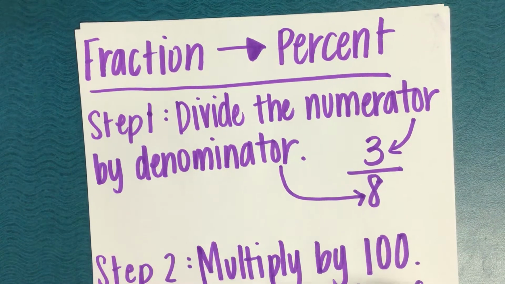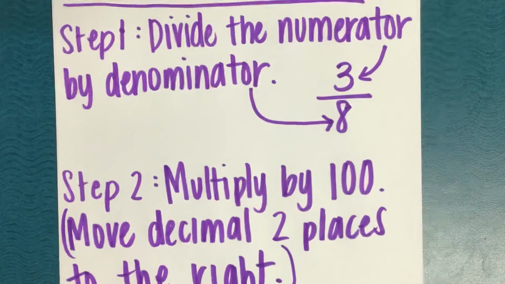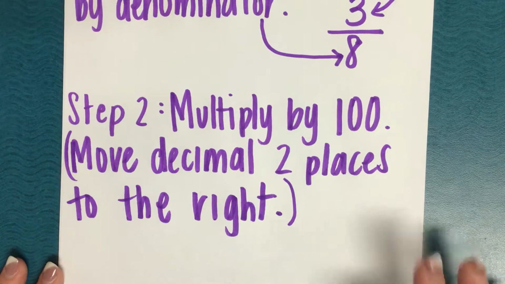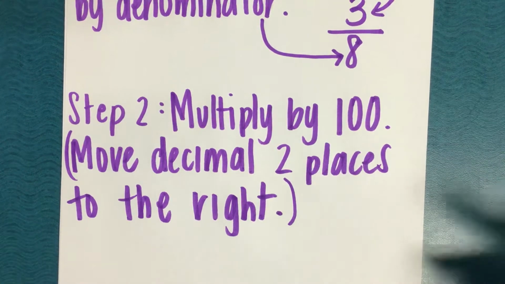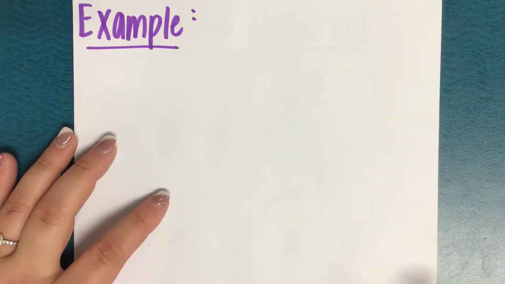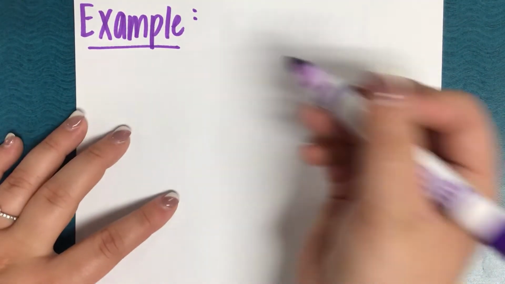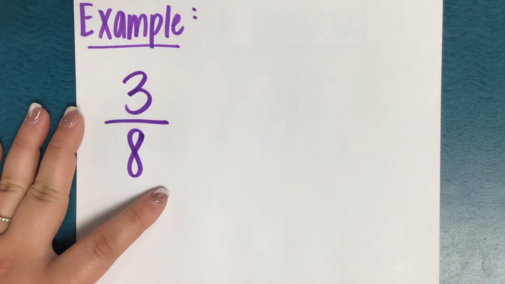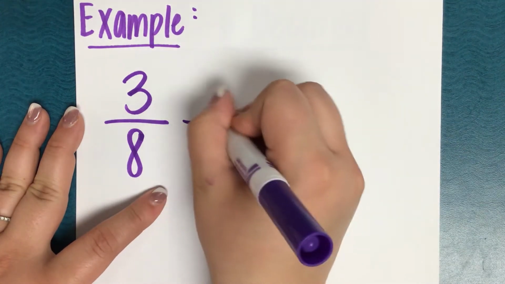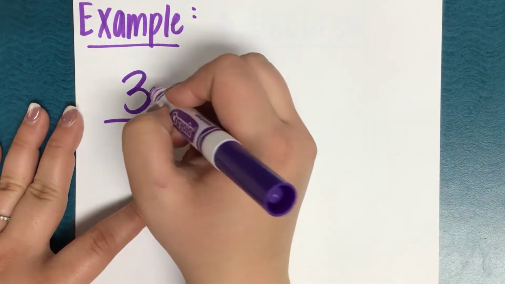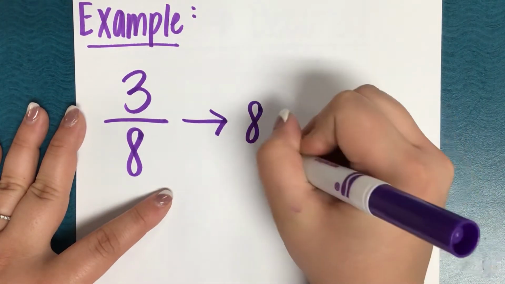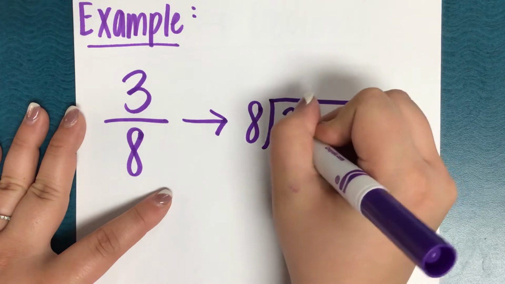Okay? So now I'm going to give you an example. So we've got step one, divide the numerator by the denominator, and step two, multiply by 100 or move decimal 2 places to the right. Okay, so now we're going to do an example. So if I'm given the fraction 3/8, okay, I'm going to start by dividing the numerator, so the top number, by the bottom number. So I'm going to put 8 out here. I'm going to put 3 right there.